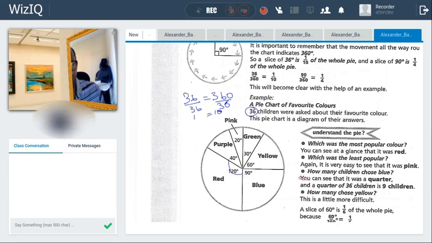Okay. Which was the least popular color? So we're going to look for the smallest angle. So the smallest angle is pink, which only 2 chose. How many children chose blue? There are 9 of them. It's 90 divided by 10. How many chose yellow? Again, it's going to be 6, because this is 60 divided by 10. Right. Okay. So we have all these answers here.